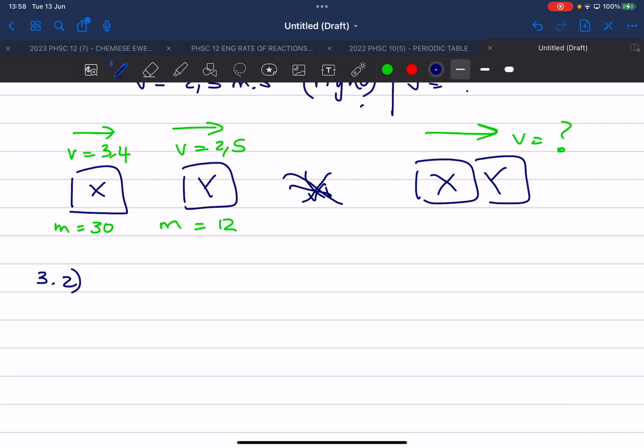Okay. Right. 3.3. Can you see there? They say 2 or 0 in die memo. Nee, so dis nie ek jok nie vir julle as ek dit sê nie. Okay. Now they ask a question 3.3. Calculate the combined speed of x and y after the collision.